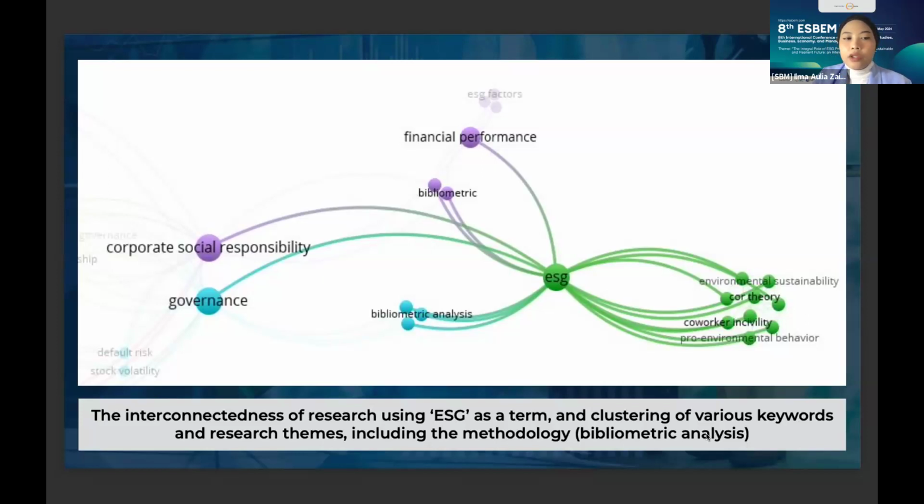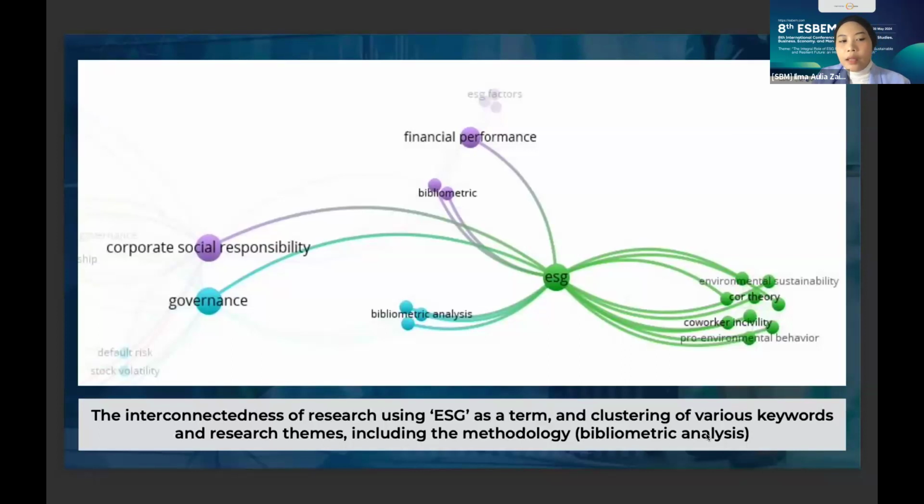Meanwhile, the cluster centered around financial performance includes terms like bibliometric and ESG factors, which means it focuses on how ESG factors influence financial outcomes and the use of bibliometric methods to analyze these relationships. It also includes governance, which includes the bibliometric analysis, as well as CSR, which links governance and financial performance.